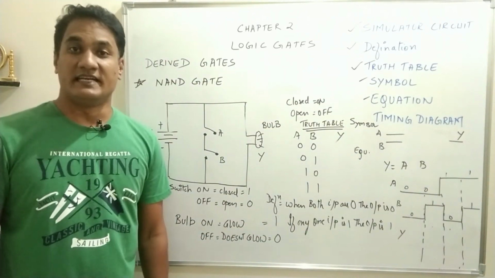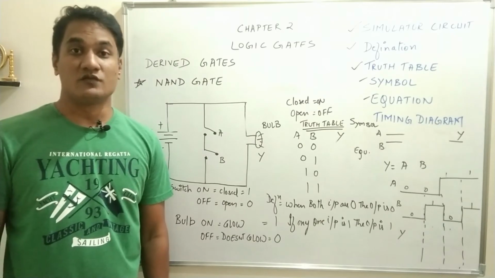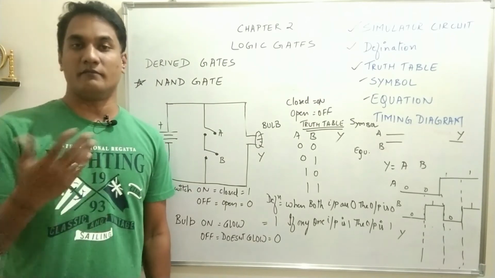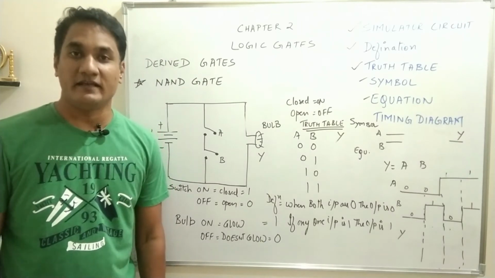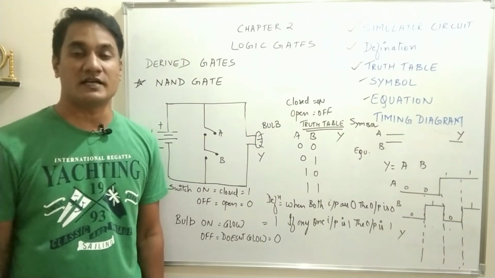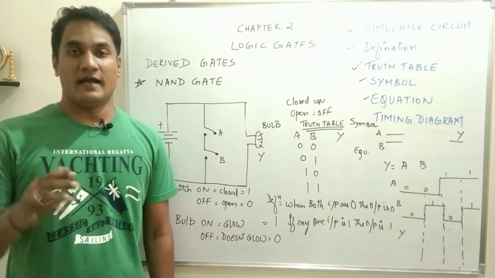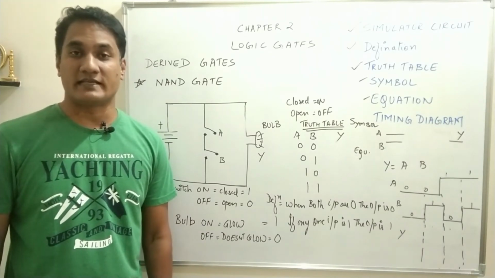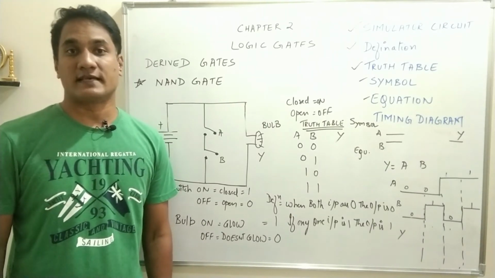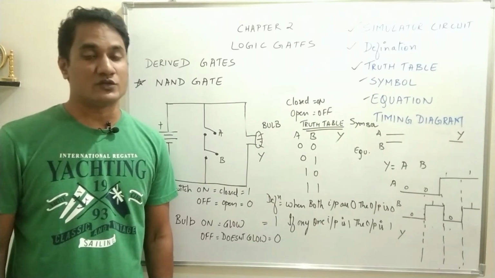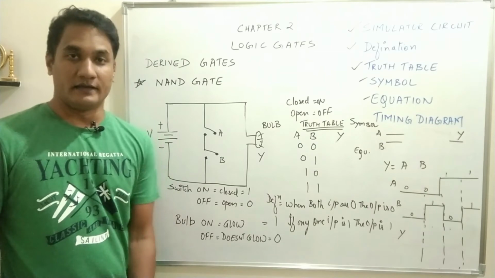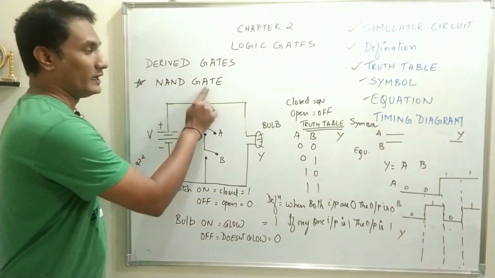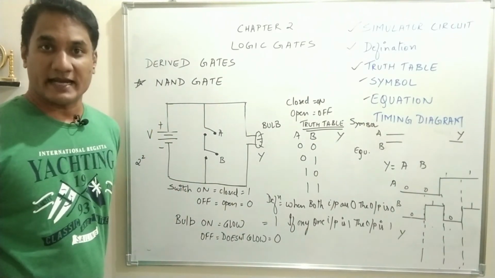Next is derived gate. That means we will use the basic gates to form another type of gate called a derived gate. Under the heading of derived gates, we will try to understand two gates today, and in the further class we will extend one more gate called the exclusive OR gate. The two gates which we will try to understand are the NAND gate and the NOR gate. So this is the first one, derived gates, NAND gate.